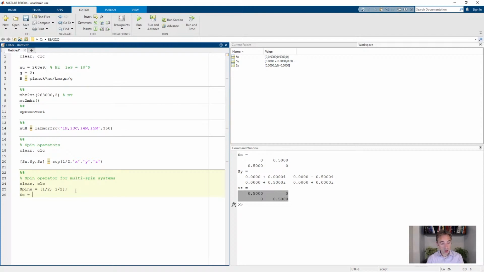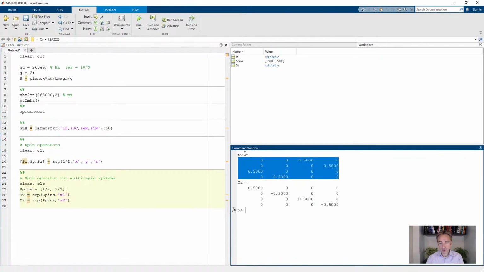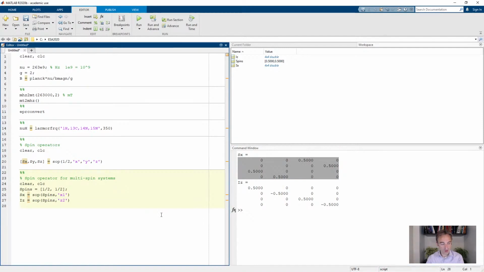We can get the spin operator for the first spin by saying SOP and then spins and saying X1. This means that SOP will return the SX operator for the first spin. If you want an operator for the second spin, let's say you want to have IZ, assuming the second spin is a nucleus, that's why we call it I, SOP spins and then Z2. And so if you run this, you can see we get the SX operator with the SX here and the SX here, and IZ is nicely diagonal with alternating signs of 0.5 along the diagonal.